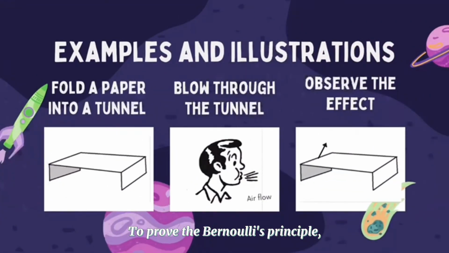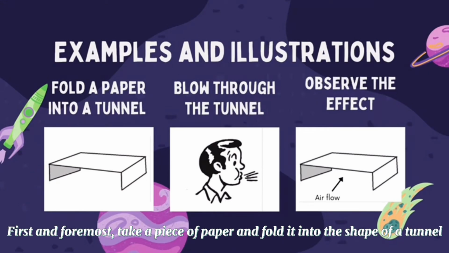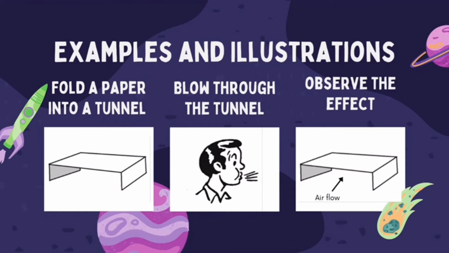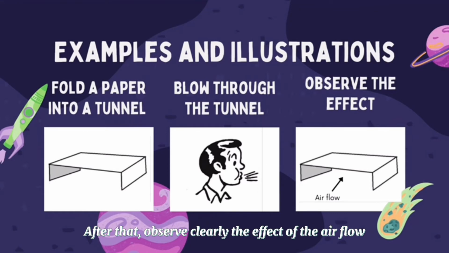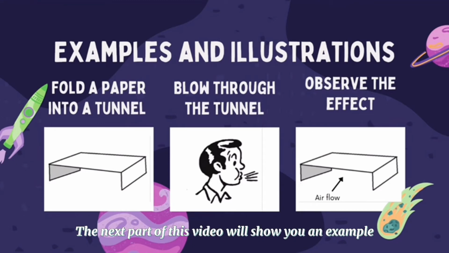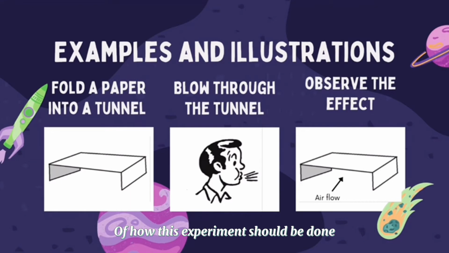To prove Bernoulli's principle, first and foremost take a piece of paper and fold it into the shape of a tunnel. Then, blow through the paper tunnel you've created. After that, observe clearly the effect of the airflow on the tunnel. The next part of this video will show you an example of how this experiment should be done.